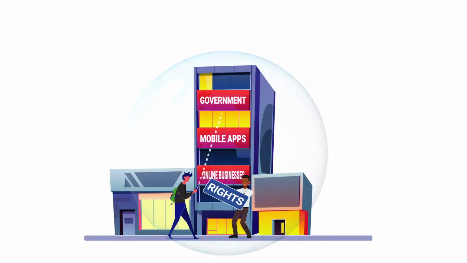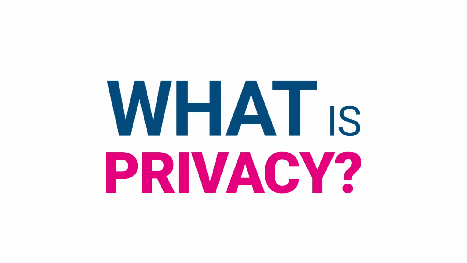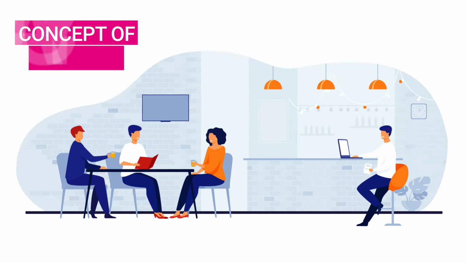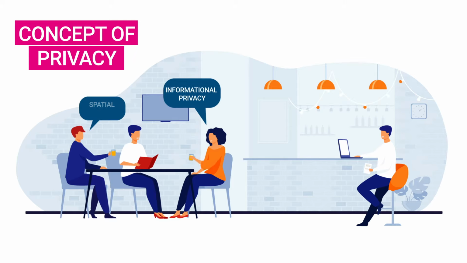But first, what is privacy? Well, the concept of privacy is vague and ambiguous, but many authors have recognized three main areas: informational, spatial, and decisional. Informational privacy is about data protection.